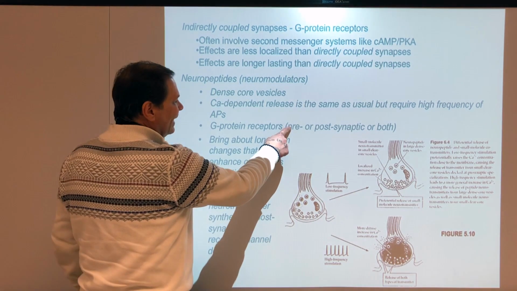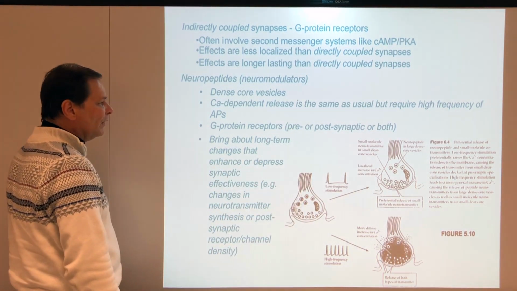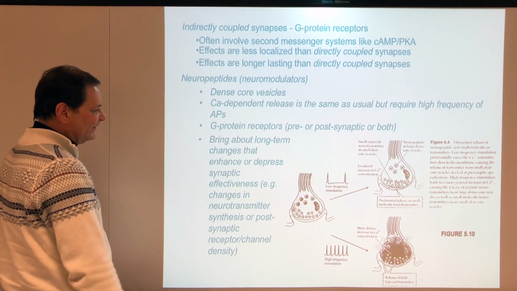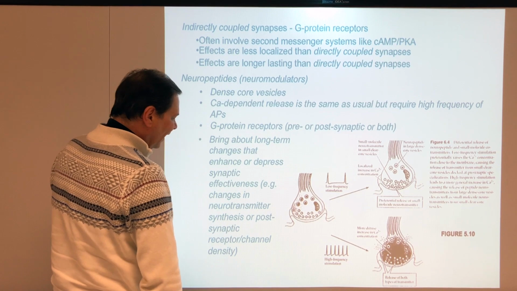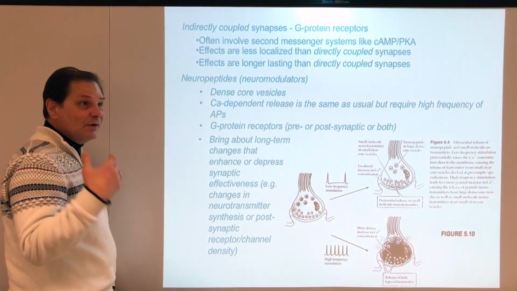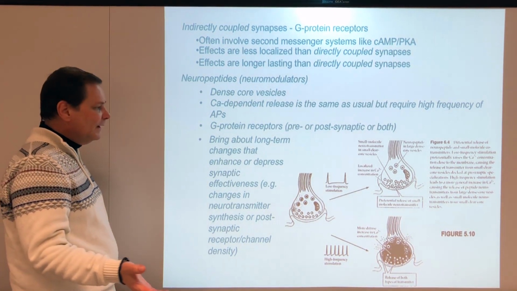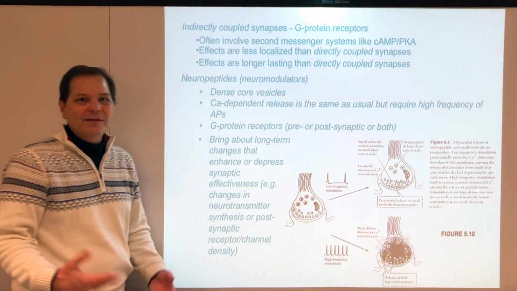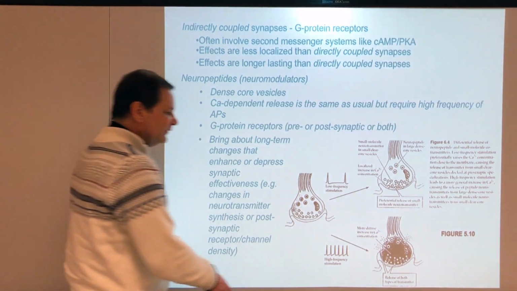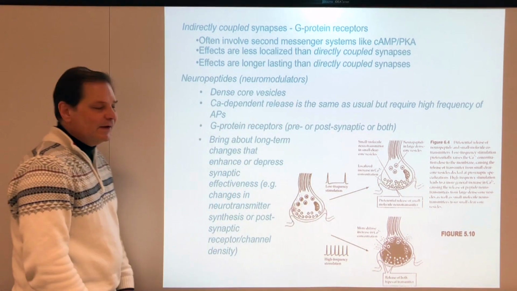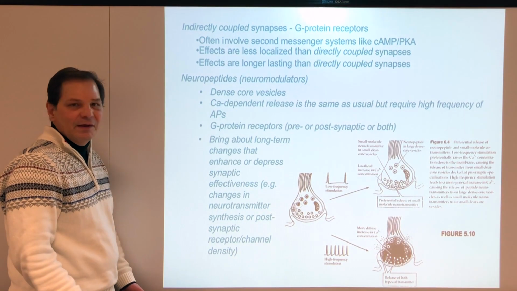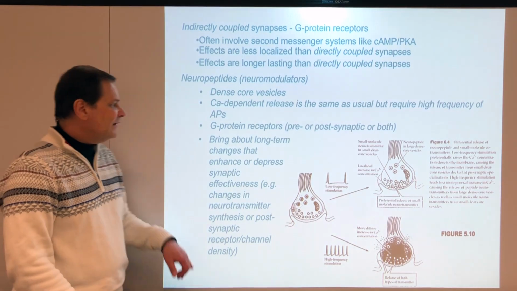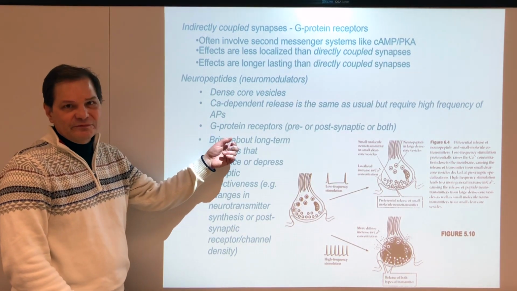They can be on the presynaptic membrane or the postsynaptic membrane, or both. And they bring about long-term changes that enhance or depress synaptic effectiveness. So, for instance, they may change neurotransmitter synthesis, or postsynaptic receptors might increase in density because of increased expression because you've released these neuropeptides. So because of that, they're called neuromodulators. They tend to alter the response in the synapse in a slower, long-term sort of fashion.